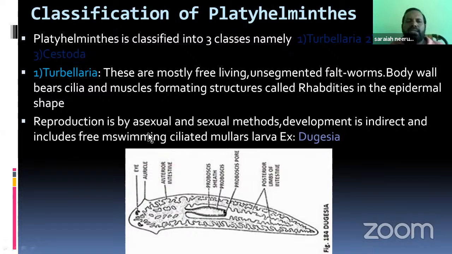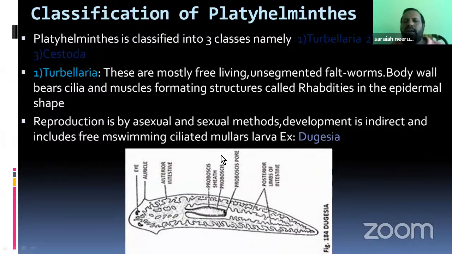So reproduction is by asexual and sexual methods. Asexual means without gametes or participation in sex, and in sexual methods, male and female reproductive systems are separate. So that's why sexual methods are present in these flatworms. Development is indirect. Indirect means larval stages are present in the life cycle. That's why development is indirect.